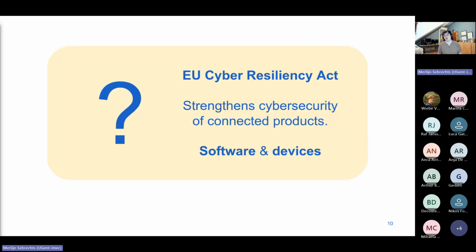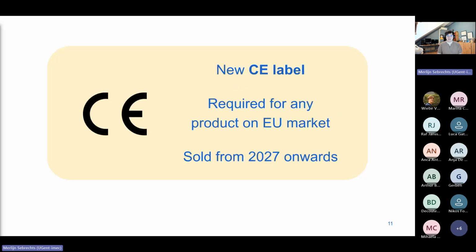So that is the point of the EU Cyber Resiliency Act. European Union lawmakers saw that this problem is not being solved quickly enough, so they created a mandatory requirement for minimum cyber security standards. So this is part of a new CE label. It is required for any product on the European Union market that is being sold from 2027 onwards.